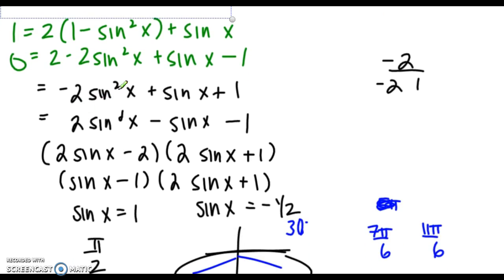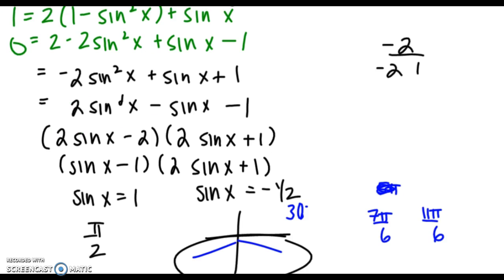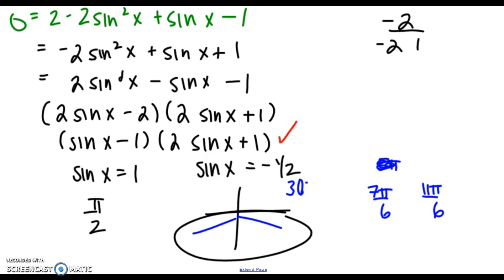Get negative 2 sine squared of x plus sine of x plus 1. I multiplied everything by a negative 1 just so I could have a positive quadratic term. It should factor down into this one, so this is before I took out the trash. Sine of x is equal to 1. Sine of x is equal to negative 1/2. For it to be 1, that's where your height is 1, so that's pi over 2. For negative 1/2, that's going to be the third and the fourth quadrant. Remember, sine is talking about your height. It's 30-degree reference angle, 7 pi over 6, 11 pi over 6.